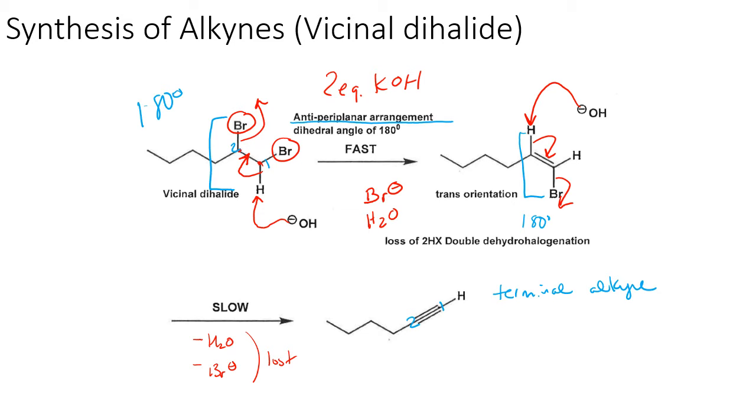And you also want to count your carbons as well. So we had a total of 1, 2, 3, 4, 5, 6 carbons in our original molecule, and we have 1, 2, 3, 4, 5, 6 in our final alkyne as well.